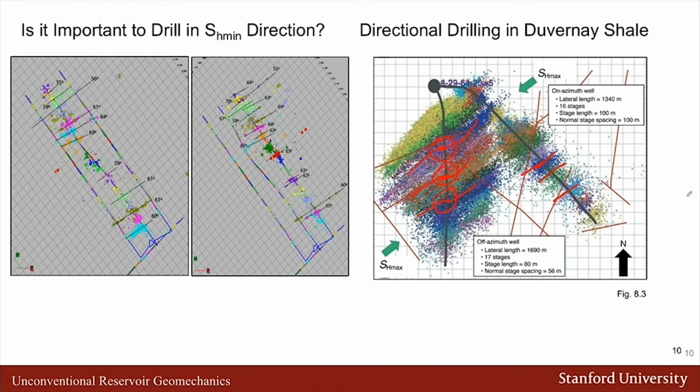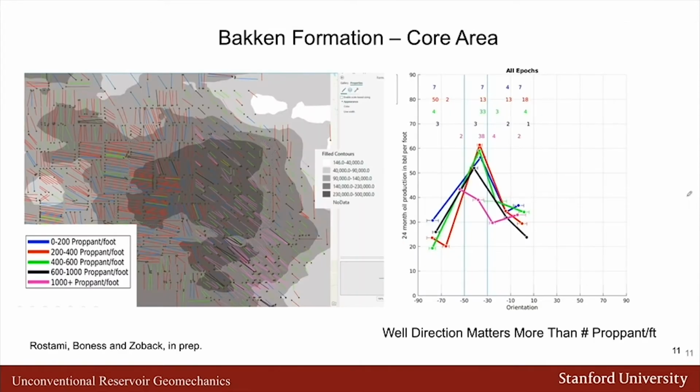It seems plausible, but in fact, the on-azimuth well was much more productive, and obviously the lesson they took from that is to drill the wells in this area in the northwest-southeast direction. This is a result for the Bakken well from a study that is now underway.